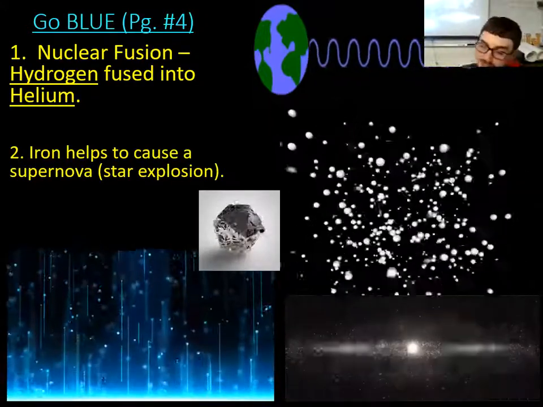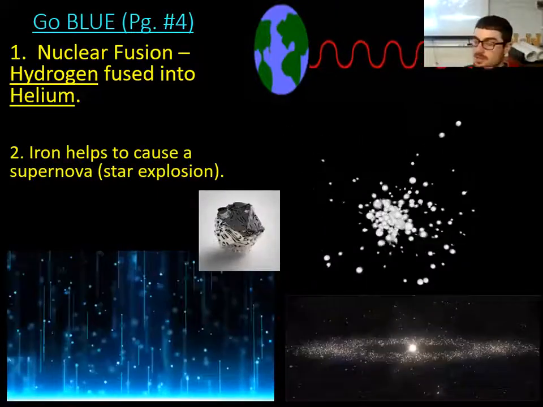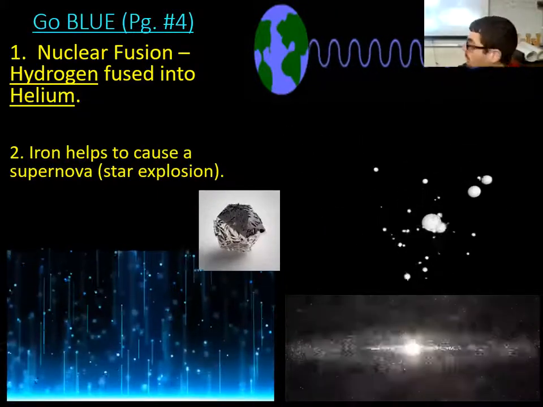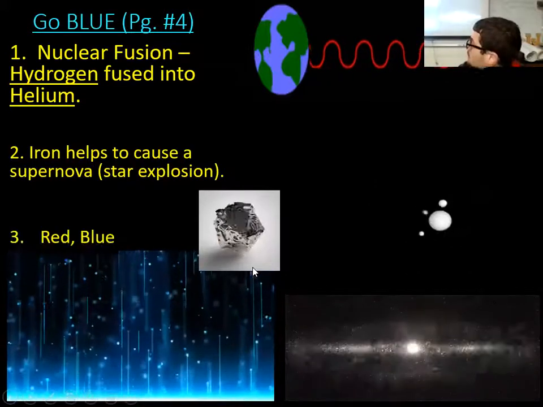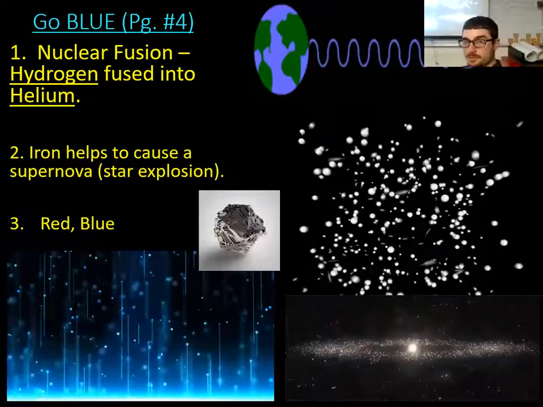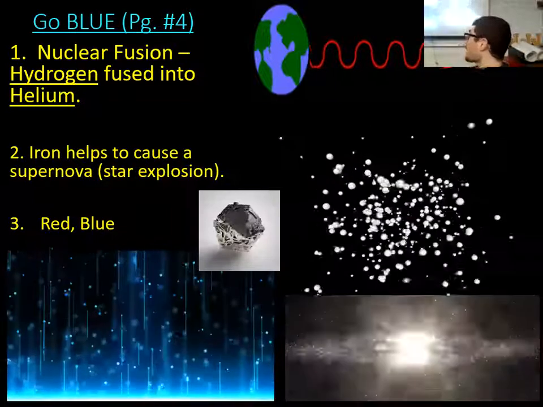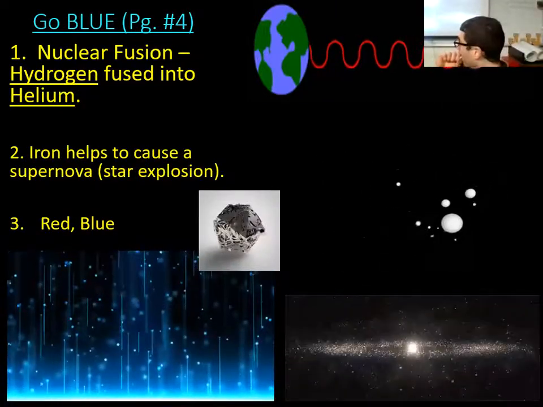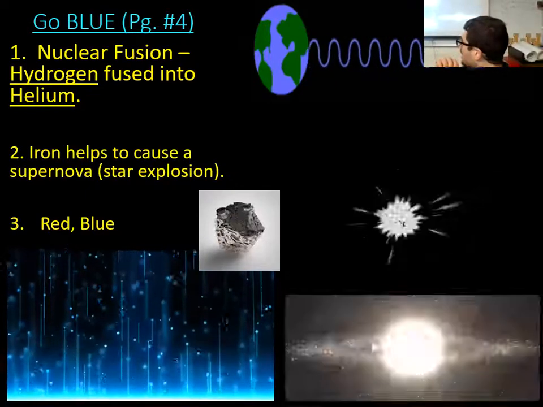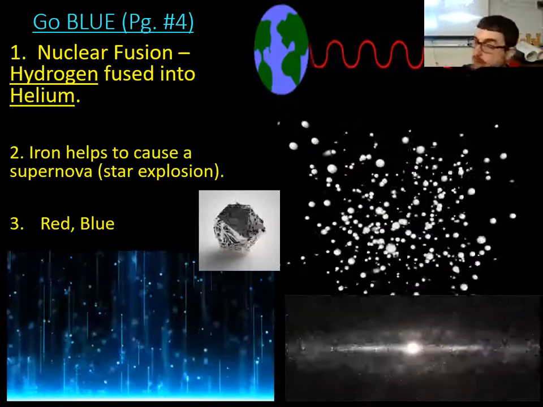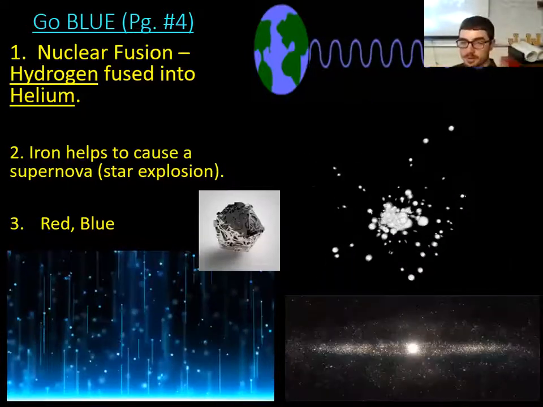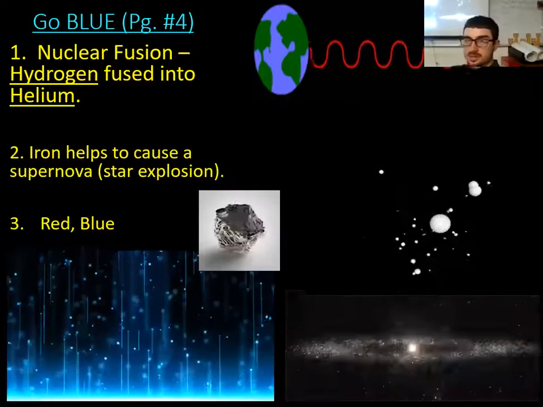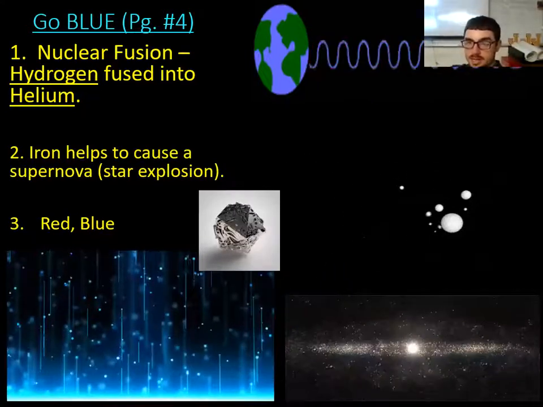Okay. And then lastly, guys, what types of shifts are moving away and moving towards? We have what is called red shift, right? So that's red for the first fill in the blank on page 4, and then blue for the second one. Blue shift going towards you, and then red shift going away from you. Okay, so I'll leave it up for a moment, and we'll continue where we left off a little bit.